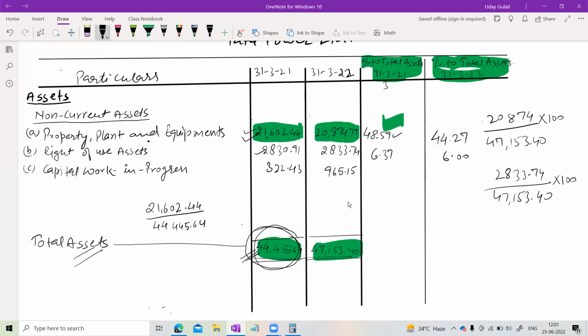And even if we take total assets, the value will be 44,455.64 again divided by 44,455.64 into 100, and you will have the answer as 100. So it will be 100. So for every item you are to divide it by total assets of that column.